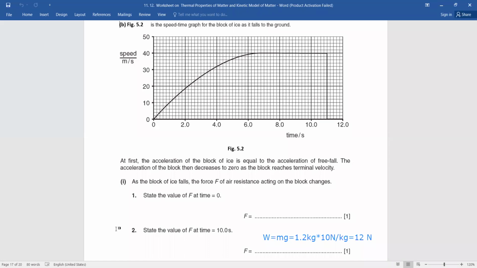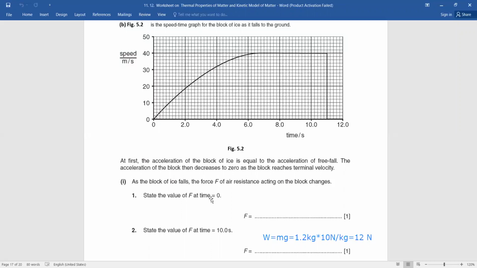The acceleration of free fall, sir. Yes, state the value of F at time 0 and at time 10 seconds. You have to find it. What is the acceleration of free fall, sir? The acceleration of free fall is 10. 10 Newton per kg you got. That one is 10 meter per second square. That's it.